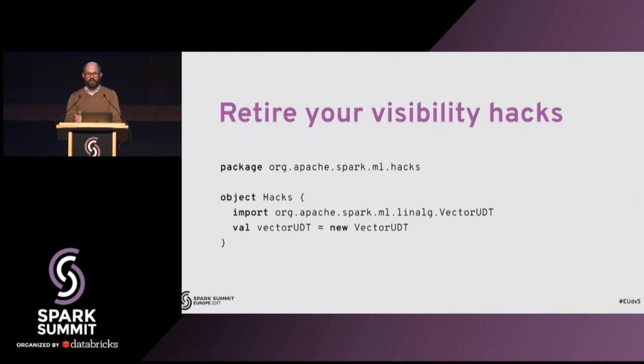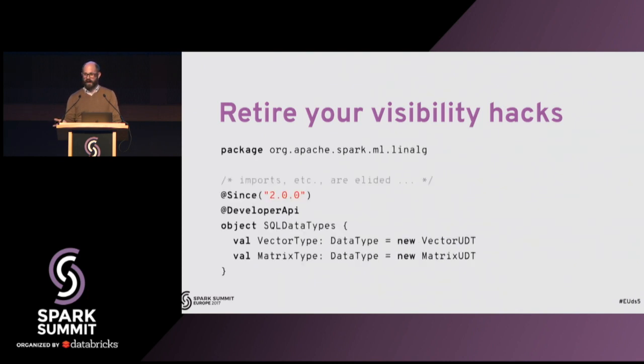The good news is you can retire this sort of hack, not because the vector user-defined type is a public type now, but because Spark actually contains the same hack now. Spark exposes these types in a developer API object. So it's not to the level of a public API yet, but it is something you can use and depend on in a library. If you need to define other user-defined types, though, you still need to work against a private API or use datasets and encoders.